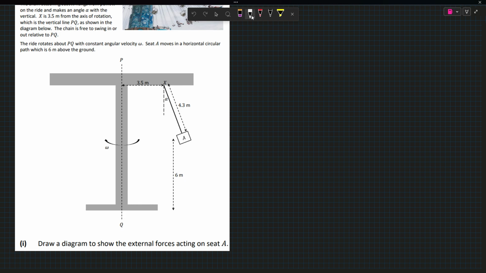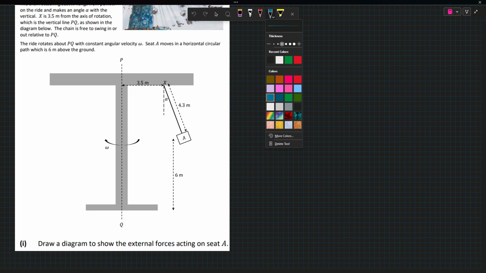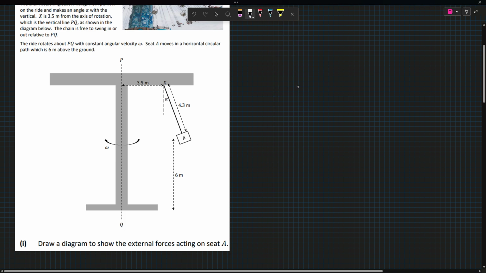Okay, so the first thing we have to do is draw a diagram showing the external forces on the seat. Now, I'm actually going to change to a blue, just because I like to draw my components in a different color. So I'm going to slightly copy this diagram. So we're going to isolate seat A. So it's going to come down like this. So this is seat A.